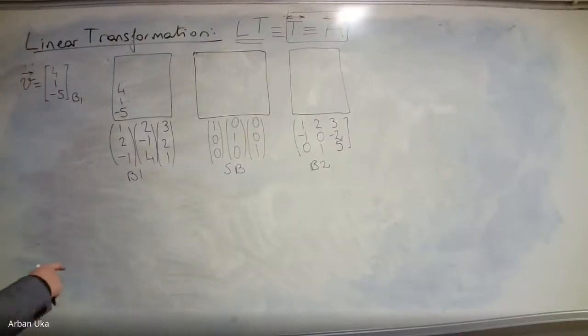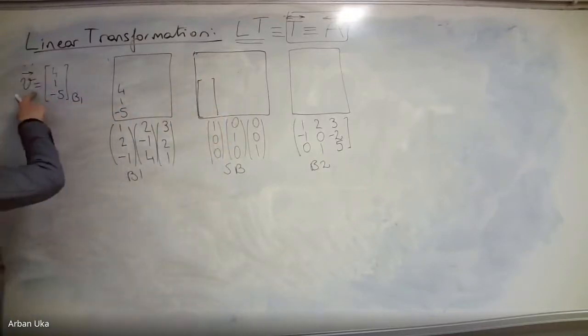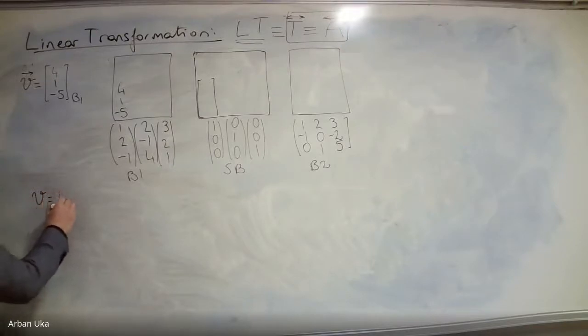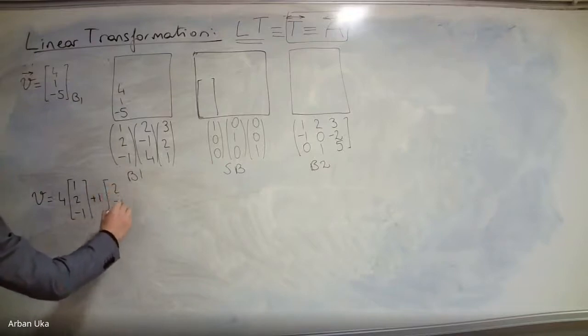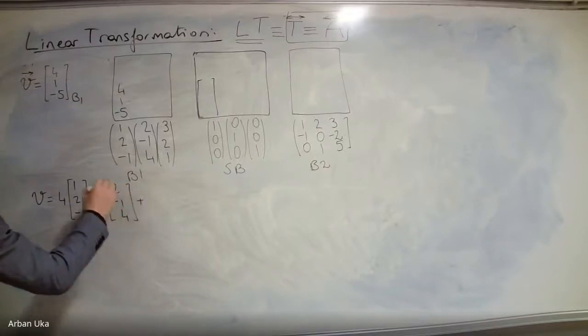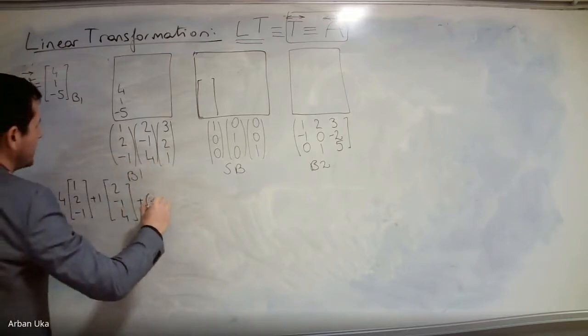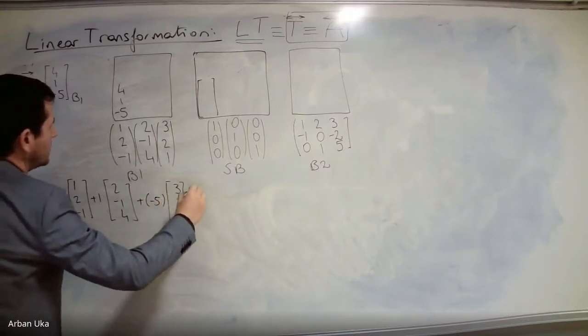So let's have a look here. Can we first identify together how this vector is projected in the standard basis? We could say that vector v is equal to 4 times the first column, 1, 2, minus 1, okay? This is what it is, right? Plus 1 multiplied by 2, minus 1, 4, plus the projection onto the last column, which is minus 5 times 3, 2, 1. What do we get here?